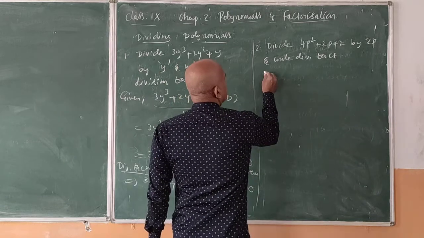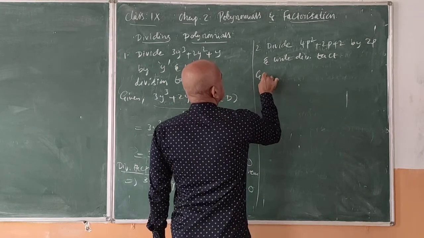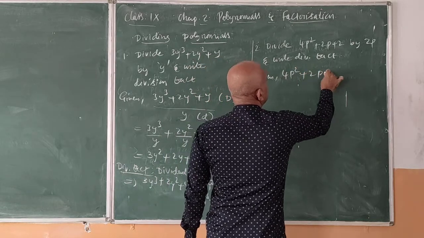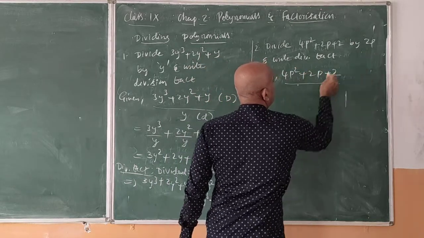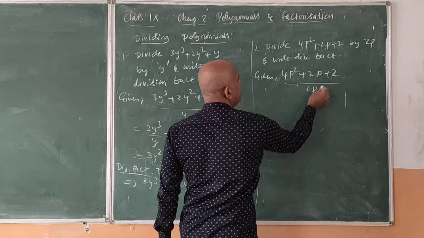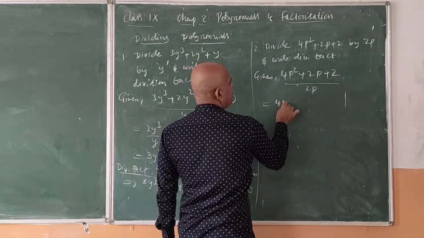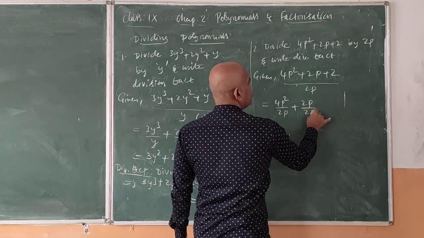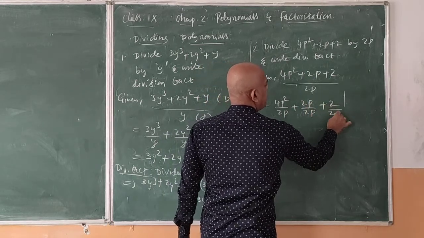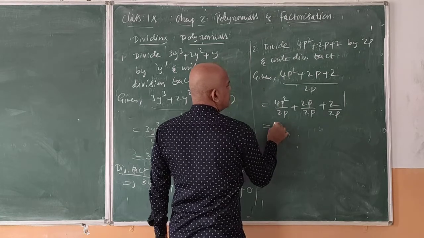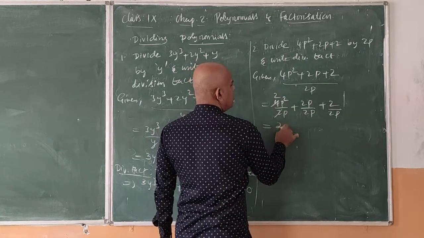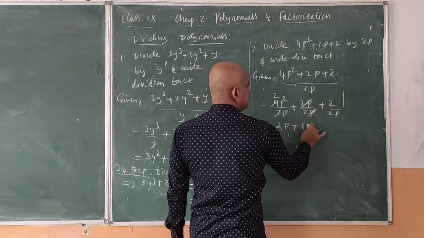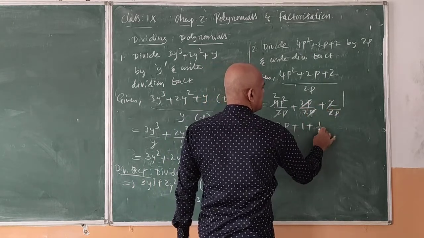Now the given problem is 4p square plus 2p plus 2 whole divided by 2p. So every term should be divided by 2p. 4p square by 2p plus 2p by 2p plus 2 by 2p. So now that is equal to 2 ones are 2, 2 twos are 4, 2 times 2 is 2. In p square, 1p gets cancelled, p remains. 2p gets cancelled, 1 remains. 2 gets cancelled, plus 1 by p.